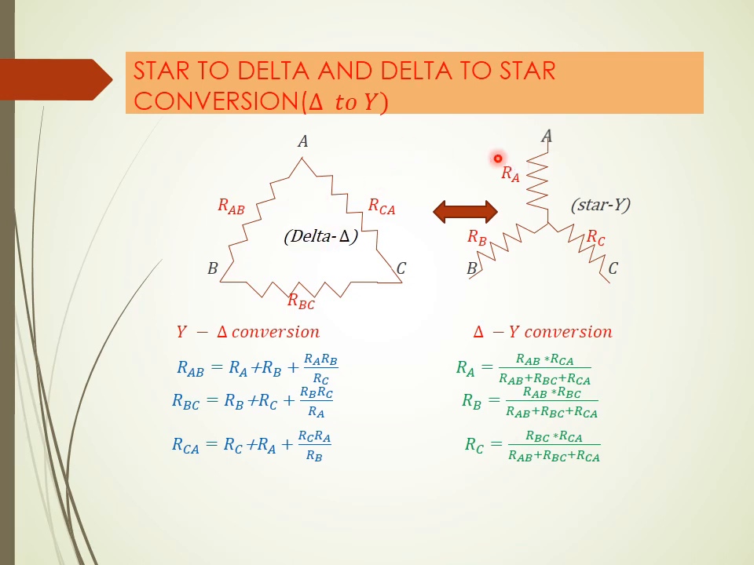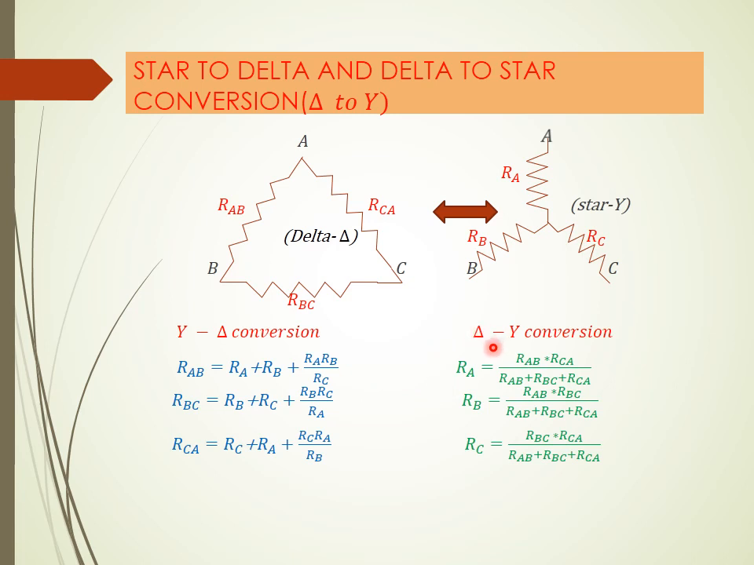So if you are converting star to delta, the unknown variables are RAB, RCA and RBC. So RAB equals RA plus RB plus RA*RB divided by RC. Then RBC equals RB plus RC plus RB*RC divided by RA. Then RCA equals RC plus RA plus RC*RA divided by RB.